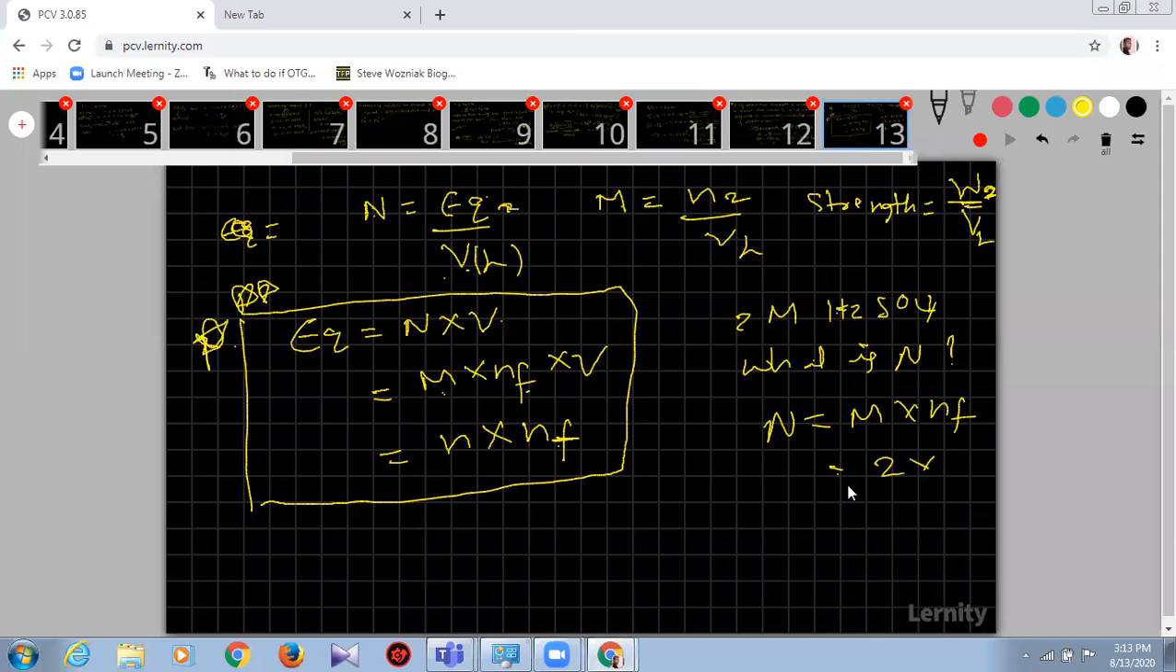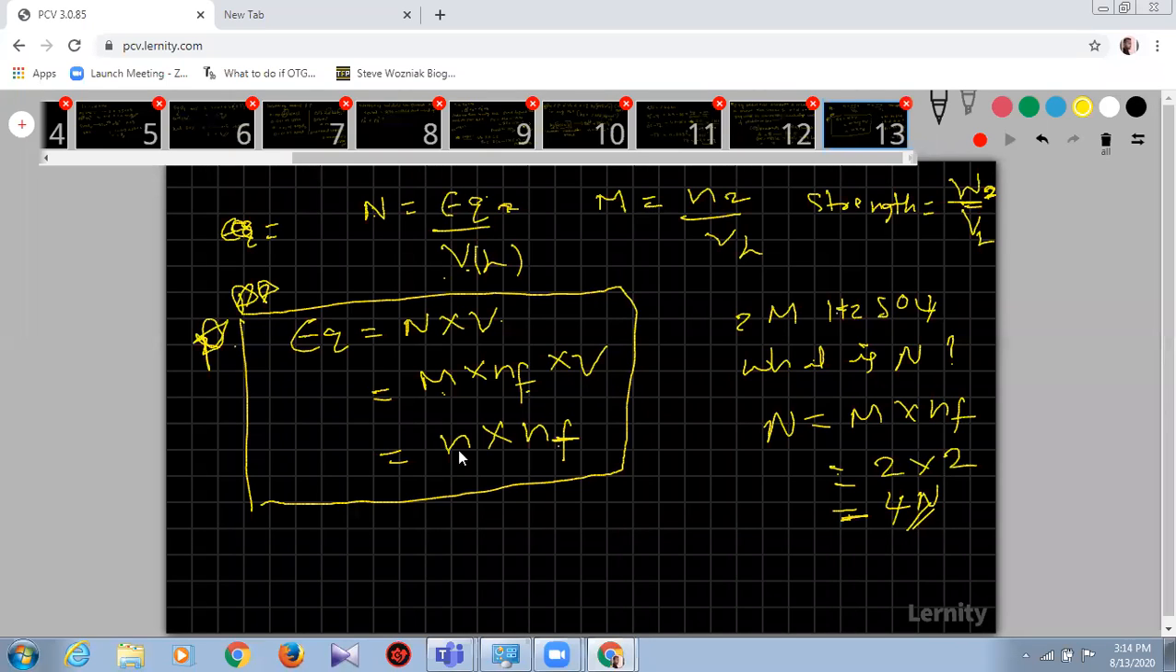The molarity is 2. And what is the n factor for this? From sulfuric acid, 2 protons would be released, which can be replaced. So the n factor is 2, and 2 times 2 is equal to 4. 4 normal. Got it? So like this, equivalents is molarity into n factor into volume. So that is the case here.